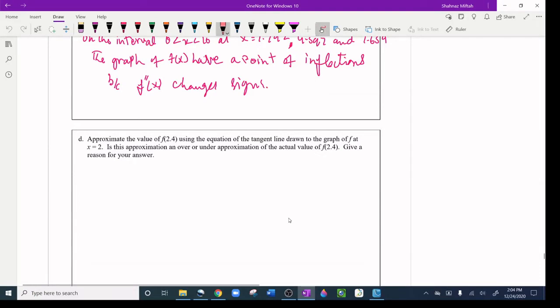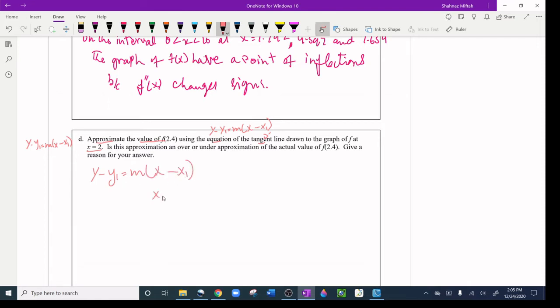Part D of this free response question says approximate the value of f of 2.4 using the equation of the tangent line drawn to the graph of f at x equals 2. When they use the word equation, it means y minus y1 equals m times x minus x1. Tangent means derivative. If you check your memorizing page, that's what it is. After you get the m, x1 and y1, you plug in x as 2.4, and that will be your approximation value. So we are going to get y minus y1 equals m times x minus x1 first.